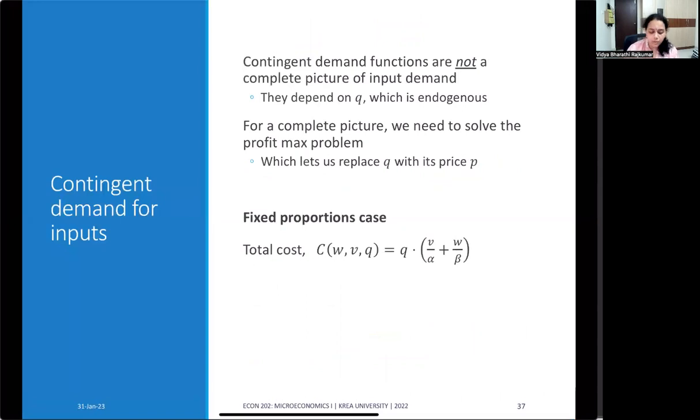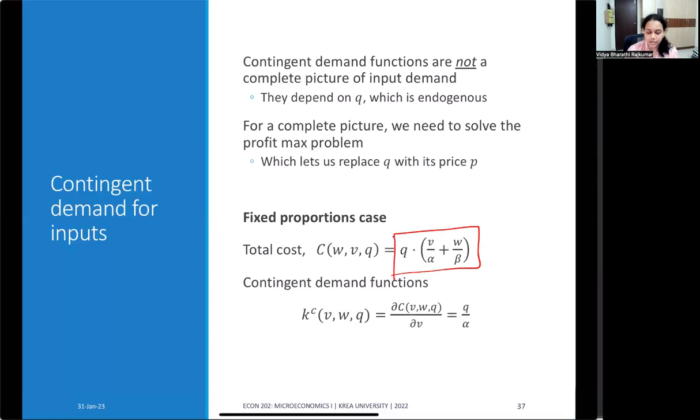So in that manner, we earlier identified the cost function as Q times V over alpha plus W over beta. And from here, it's a very simple process of computing derivatives to get to our contingent demand functions. AC is just going to be the derivative of this with respect to V. So you get Q over alpha. LC is going to be Q over beta. And that's how we solve it in the fixed proportions case.